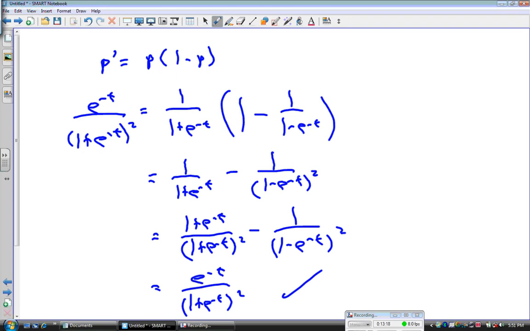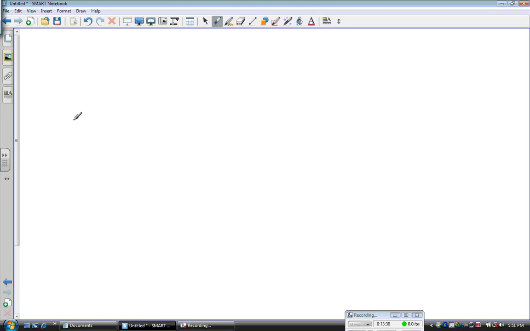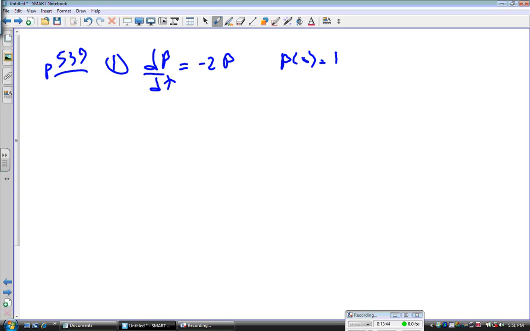What else did we do? All right, then we skipped over to section 11.4, which is more analytical practice with variable separable. So going straight to the homework page for 11.4, variable separable questions, 539. Says, let's see, number 1, dP/dt is negative 2P, and you give an initial condition P of 0 equals 1. Okay? So what do we do?